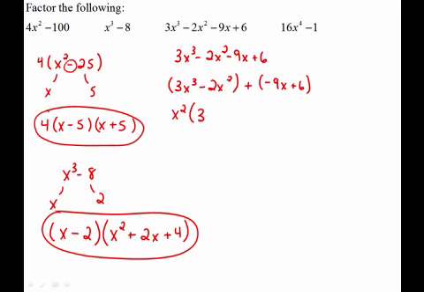So I'll take out the x squared. And then here the greatest common factor is 3, but I'm going to pull out the negative 3. So that's going to leave me with 3x minus 2 as well.